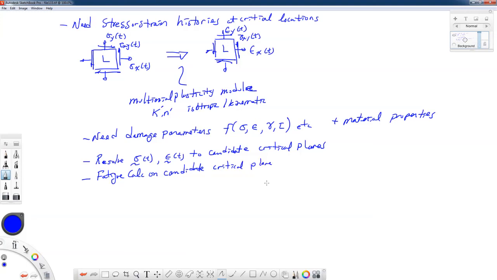Now the fatigue calculation on these candidate critical planes is like doing a uniaxial fatigue calculation. You have to do rainflow cycle counting. You have to identify cycles that occur on these planes. You have to accumulate damage and the whole bit. And so you have to do it on each individual candidate critical plane if you have general multi-axial non-proportional type loading. The current state of the art is it's just not possible to be able to identify a damaging event overall as compared to a particular candidate plane.